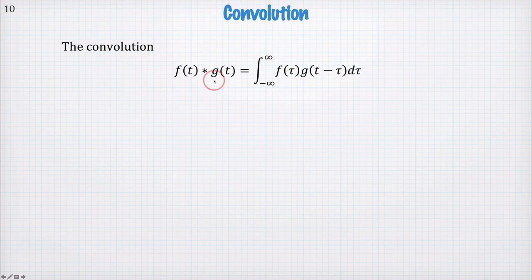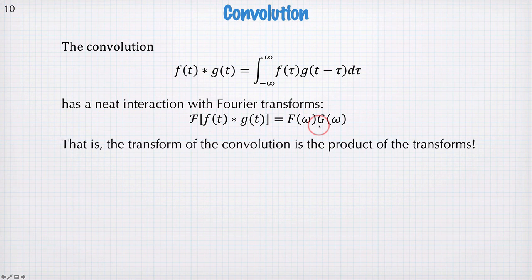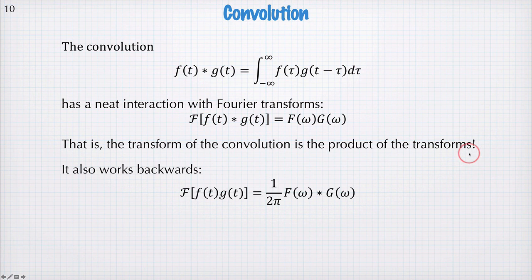Now the convolution, defined like this, has quite a neat interaction with the Fourier transform. So the Fourier transform of the convolution of these functions f and g is equal to the product of the transforms. That is, the transform of the convolution is the product of the transforms. And there's also a theorem for going backwards, that is that the Fourier transform of the product of two functions is proportional to the convolution of the two transforms, and there's a factor of 1 on 2 pi out the front.